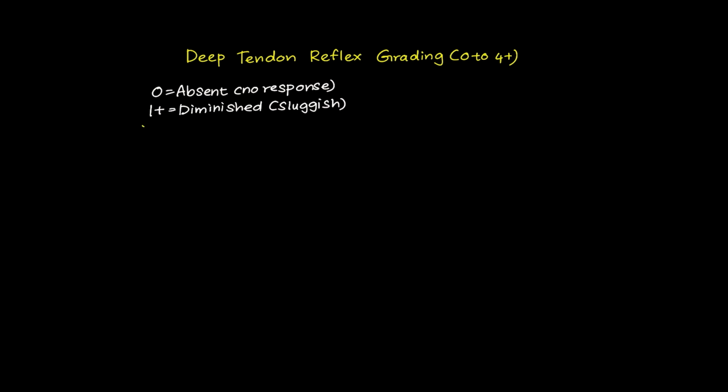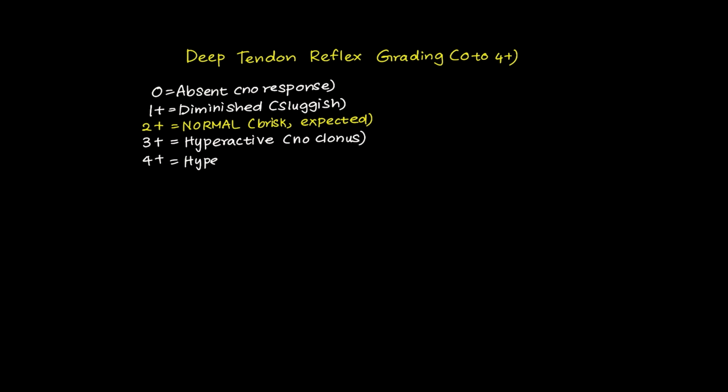Grade 1 plus means the reflex is present but diminished. A sluggish, weak response. Grade 2 plus is the normal baseline, a brisk, expected response. This is what you want to see during a routine exam. Grade 3 plus means the reflex is brisker than expected, hyperactive without clonus. This could indicate upper motor neuron involvement. Grade 4 plus is the most abnormal on the high end, hyperactive reflexes with clonus, meaning involuntary rhythmic muscle contractions after the reflex is triggered. This strongly suggests upper motor neuron disease.